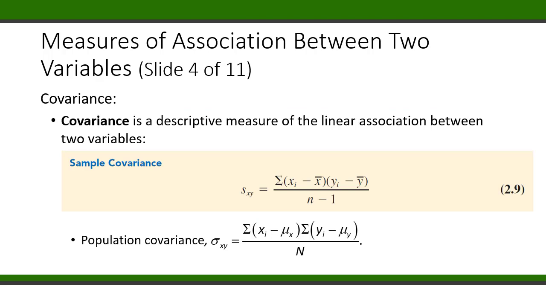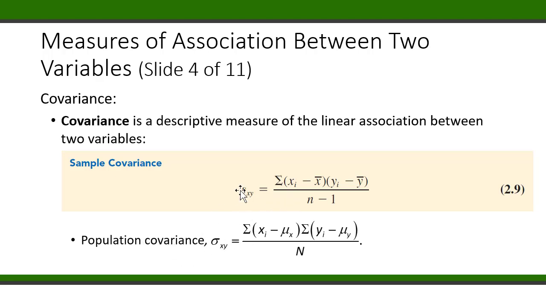The next thing you could do to see if there was a relationship between two variables was calculate something called covariance. Covariance is a descriptive measure of the linear association between two variables. So notice it says linear association. If we do a sample covariance versus a population covariance, the symbol changes again. We'll use a little s for sample and the Greek letter sigma for the actual population.